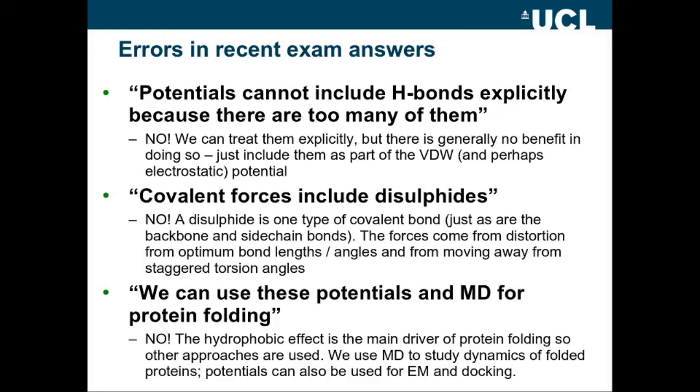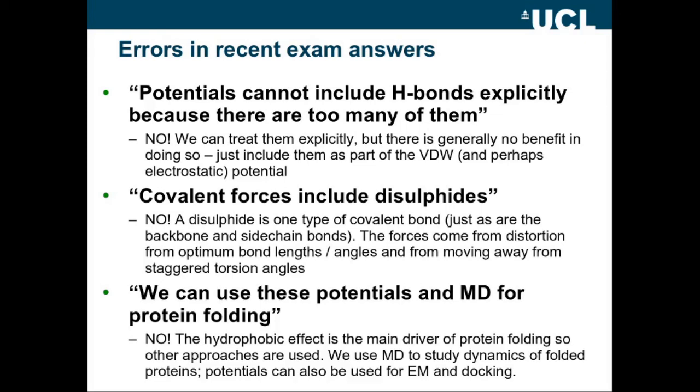We just include them as part of the van der Waals and perhaps electrostatic potentials. That speeds up the calculations, and really the reduction in accuracy is very, very small. So suggesting that there are too many of them, well, there are far fewer of them than there are other things to consider, such as the van der Waals interactions and the electrostatics.